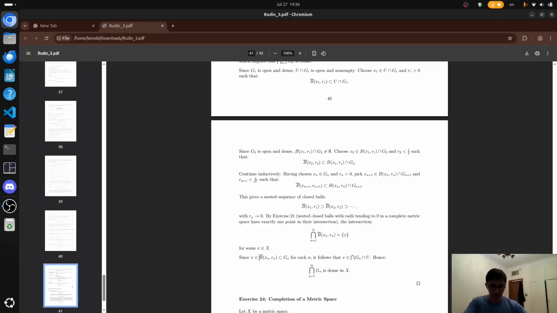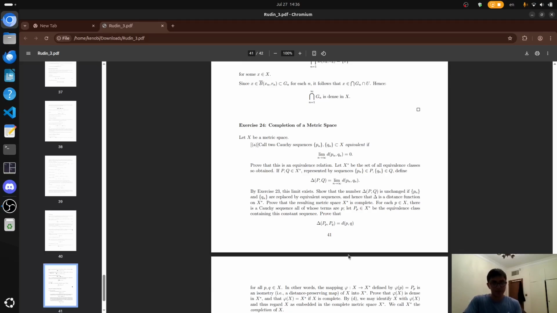So that means X is in the closed ball X and Rn, which is in Gn for each n, and it follows that X is in the intersection of the Gn intersection U. Hence, Gn is dense in X because it's dense for each n. It's inside all the Gns. So since it's inside all the Gns, it's going to be inside all the possible sets that you can consider for dense subsets. So that means it's going to be dense in X.